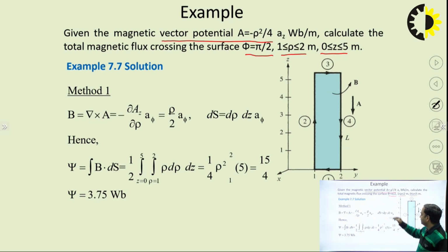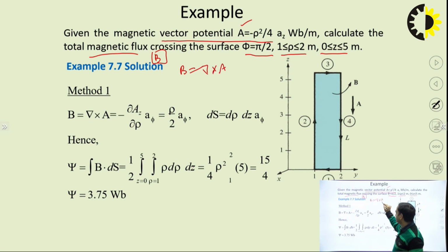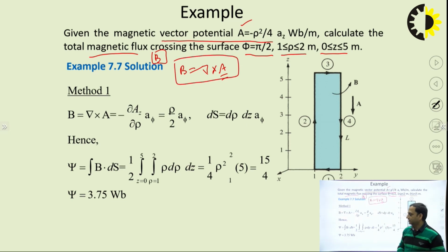Again, A is given and we have to find the magnetic flux crossing the surface. Obviously magnetic flux is required, so B is required. The formula which we have is B is equal to del cross A. This is the formula where the vector potential A is given, then we have to find B. If in the exam they do not mention the total magnetic flux, they simply mention A is given and find B. So we have to be very clear that B is nothing but del cross A, or the curl of vector A.